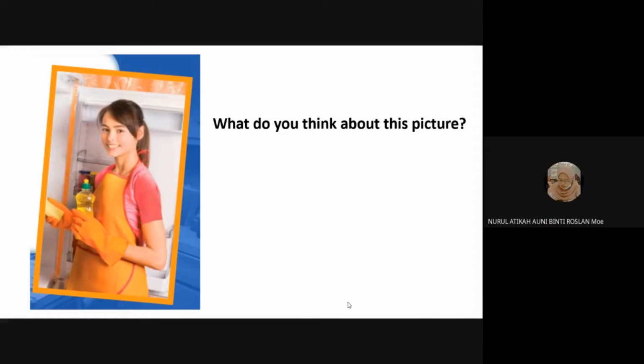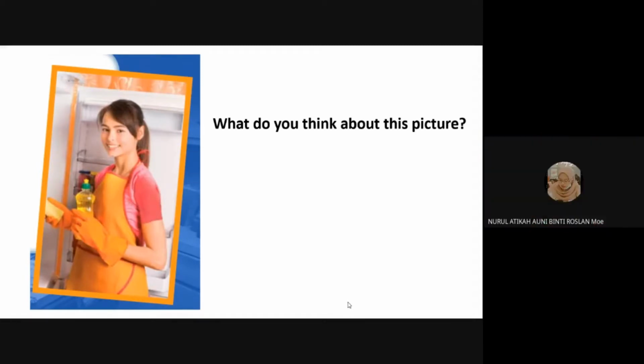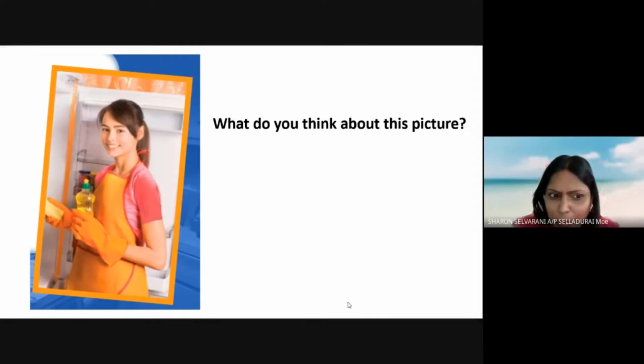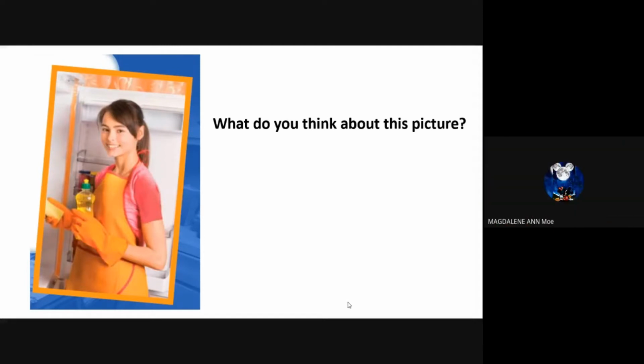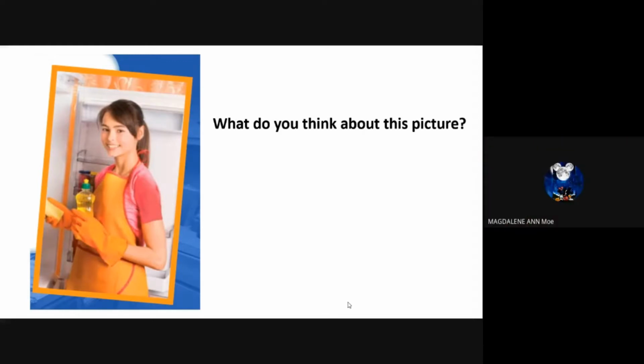That girl is a woman. A woman, okay, a girl. What is she doing? Holding an oil bottle. Holding what bottle? Oil bottle, okay. Any other? Washing. Pardon? Washing what? Okay, what does she have in her hand? Cleaning. A sponge, and a soap bottle, I guess.